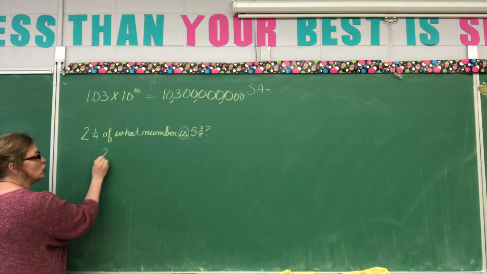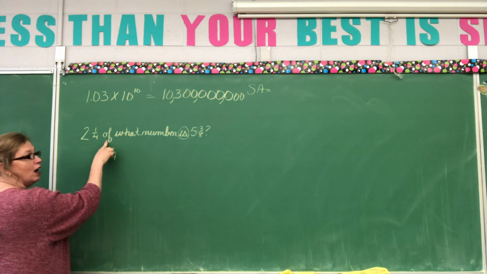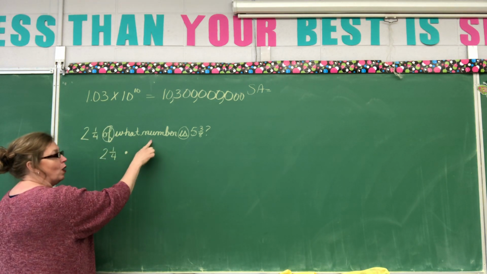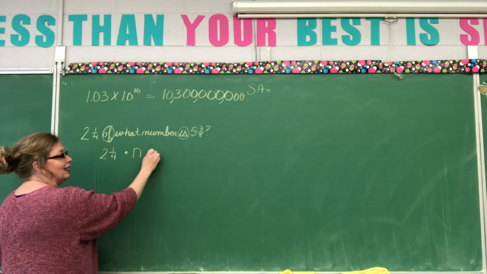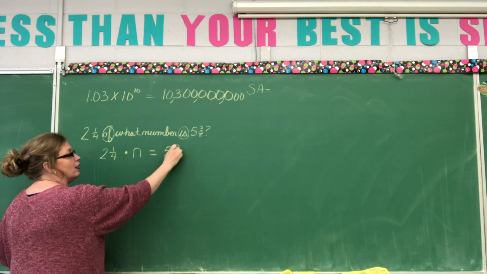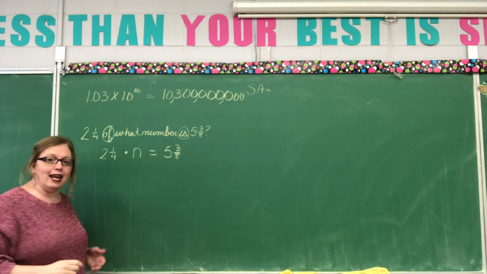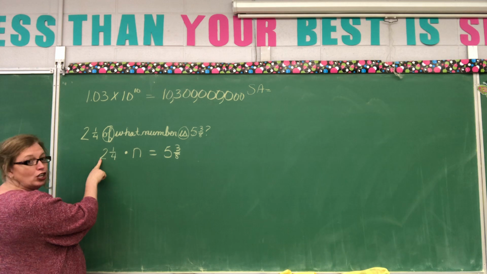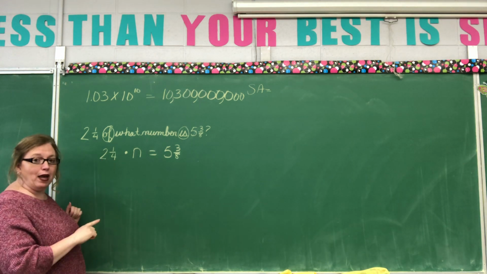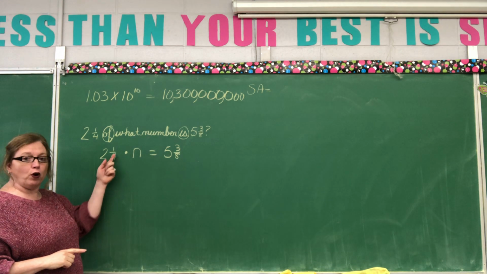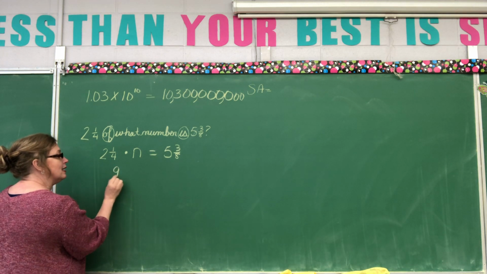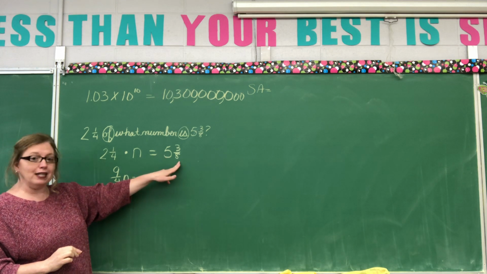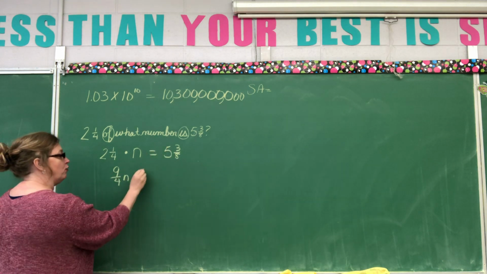We have the fraction 2 1/4 of means 2 multiply what number? Well, we got an n equals 5 3/8. All I did was take that sentence and put it into math. Now, let's change our mixed numbers to improper. 2 times 4 plus 1 is 9 over 4n equals 5 times 8 is 40 plus 3 is 43.